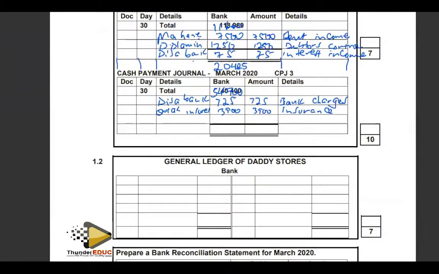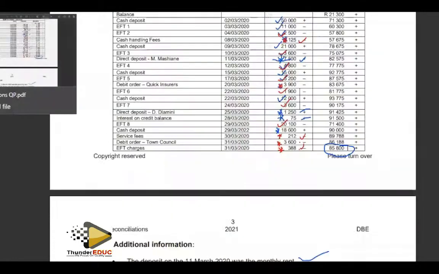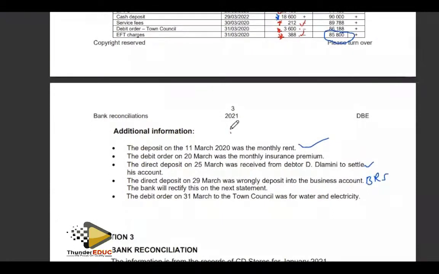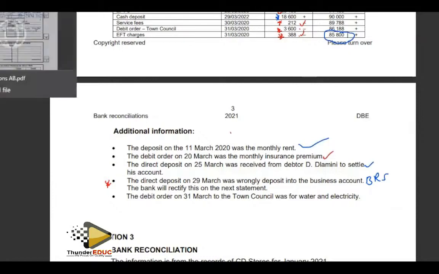Then another amount we have is this one, 3.6. We have to look for it. It is town council. So let's go and check what they're talking about. So remember I said that whatever you finish, you tick it off. You say, okay, I'm done with this, so that you don't get confused. So the debit order, this one we haven't done with it, the direct deposit. So the debit order on 31st March to the town council was for water and electricity. So I'm going to come here and say water and electricity.